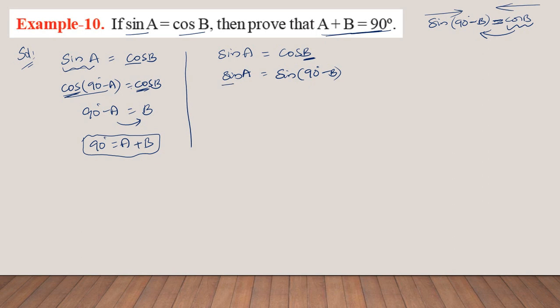Right now, since both the ratios are sines, directly you can equate the angles. So A is equal to 90 minus B. From this again, A plus B is equal to 90 degrees. So you can go on with any one of the approaches, right?